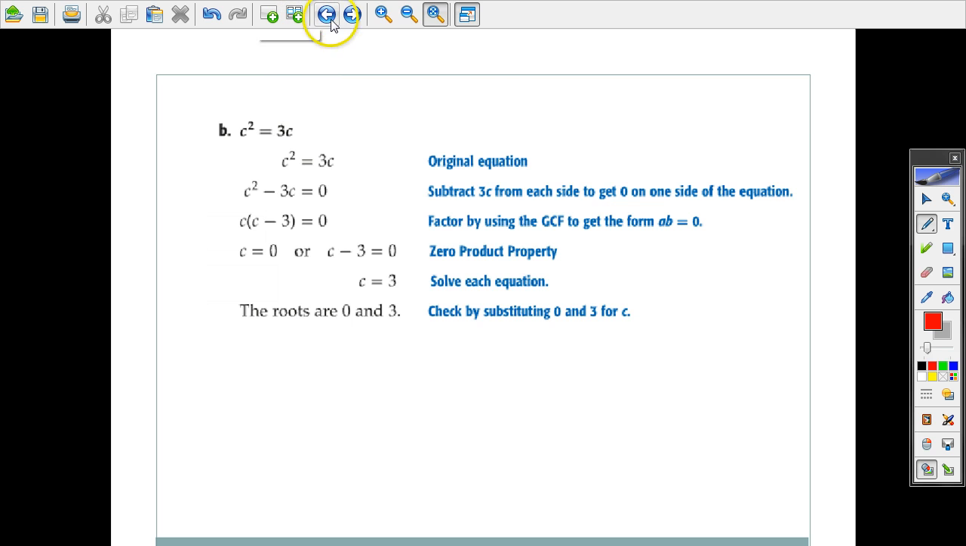Okay. So let's try another one. If it doesn't already say equals 0, you can make it look like equals 0. So if you subtract 3c from each side, you have now c squared minus 3c equals 0. That means if I can somehow factor this, then one of them will be 0. So if I factor the c, you have c minus 3. That means c can be 0, or c minus 3 can be 0, in which case c is 3. So your answer is 0 and 3.